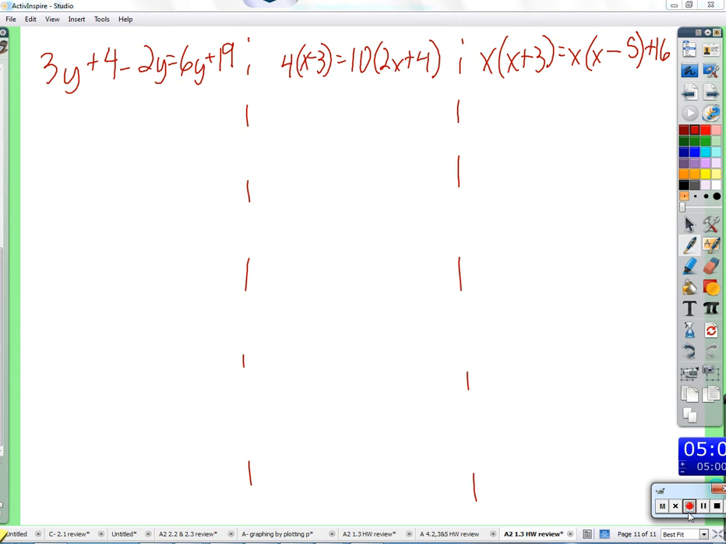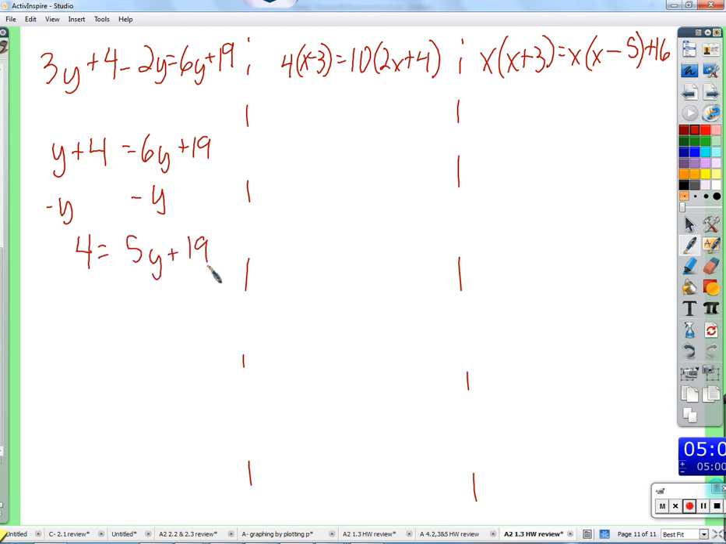Y minus 2y, that makes sense. Subtract y, 1y from each side. Subtract y from both sides. Subtract 19 from each side. Subtract 19 from both sides. So negative 15 equals 5y. And divide by 5.